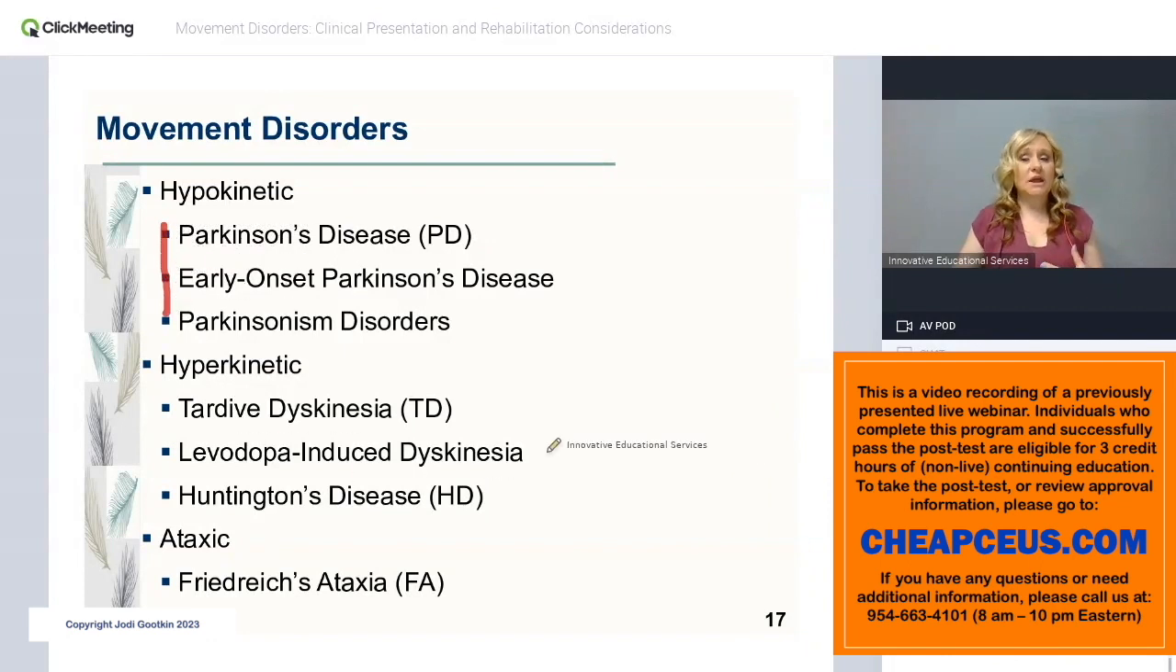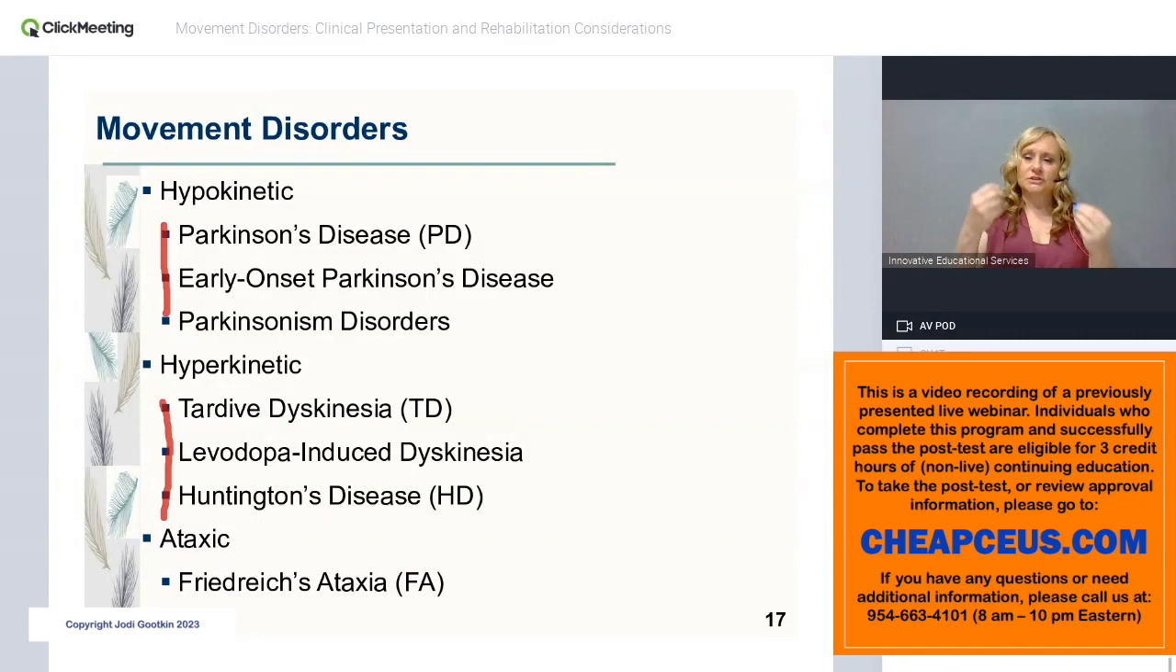And then hyperkinetic, where the individual has too much excess unchecked movement that then makes it difficult for them to execute their active movement patterns, will be tardive dyskinesia, levodopa-induced dyskinesia, and Huntington's disease. And then finally, we will look at our ataxia disorders, more of a coordination challenge for individuals that present with Friedreich's ataxia.